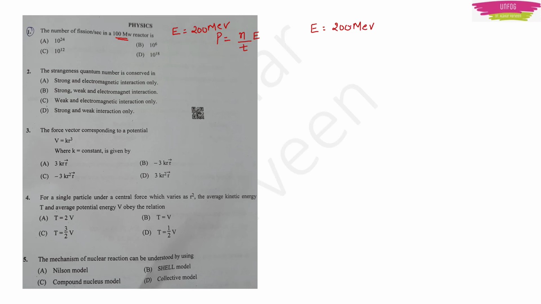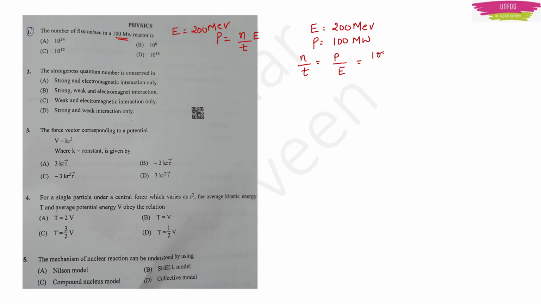Actually, if I rephrase this question, it is like this. In each fission of uranium-235, 200 million electron volt of energy is released. If a reactor produces 100 megawatt power, then the rate of fission will be. This is the actual question. So if you consider uranium, then the energy released will be equal to 200 million electron volt. Power is given, which is 100 megawatt. So now I can find the number of fission per second with this formula. Now N by T will become P by E.